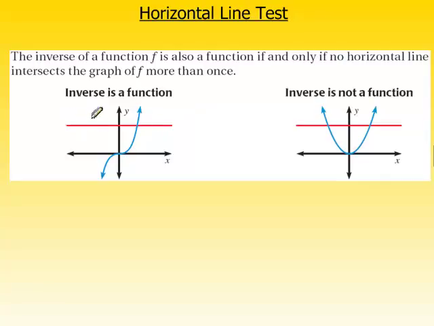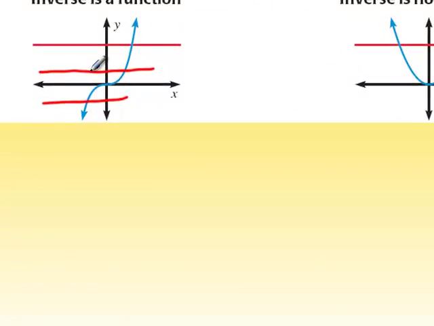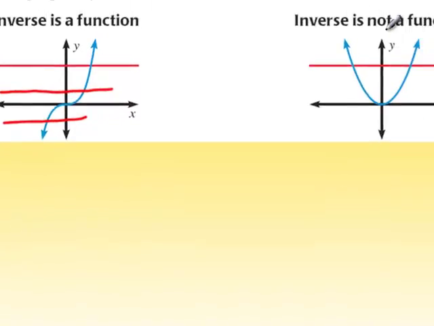In my first example here, we can see in this first graph, if we draw a whole bunch of horizontal lines, each one only crosses the graph at one point. So the inverse of this graph is going to be a function. The graph itself is a function, and the inverse is going to be a function.